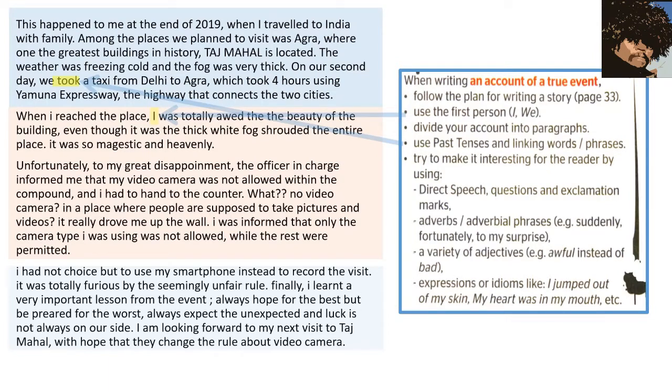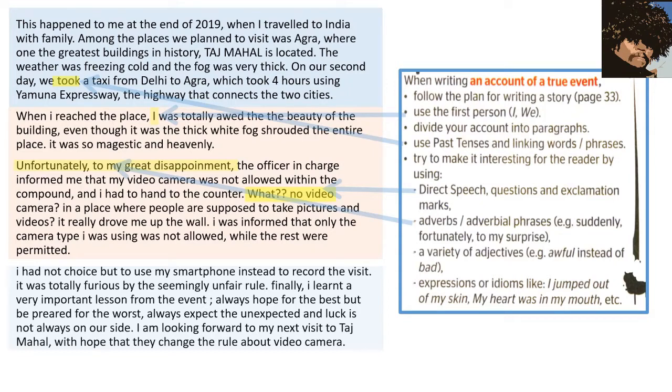Next, did I try to make it interesting for the reader by using direct speech, questions, and exclamation marks? Yes, I did. Here I put a few question marks. What? No video camera? Those are question marks. Next, did I use adverbs and adverbial phrases like suddenly, fortunately, and to my surprise? Yes, I did. That is one example. Unfortunately, to my great disappointment.